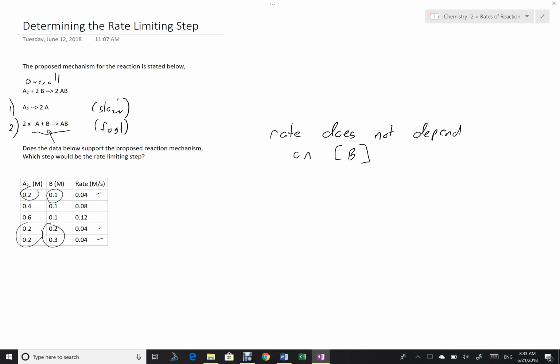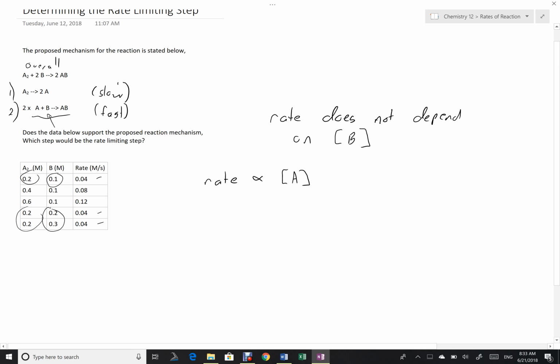So if this is the slow step, my rate law should be that my rate is proportional to the concentration of A. So this should be a linear relationship. But we can check that by comparing the ratios of the individual steps. So I'm going to call this initial and this final for the first thing that I'm going to do.